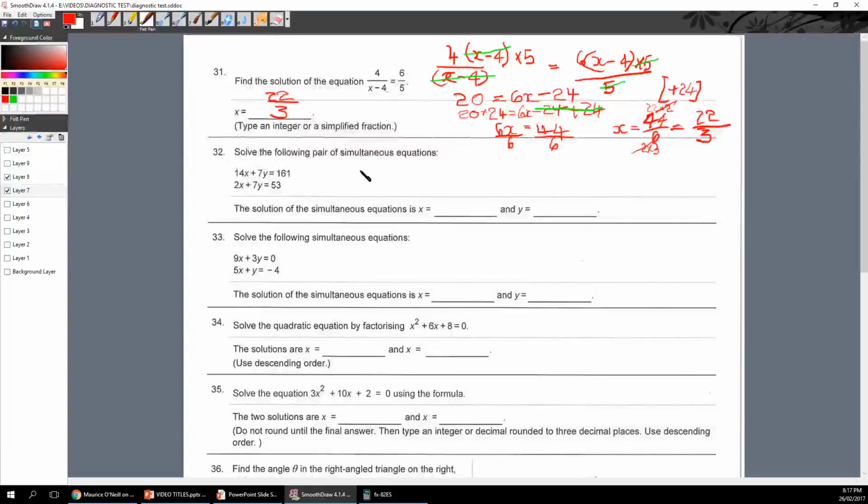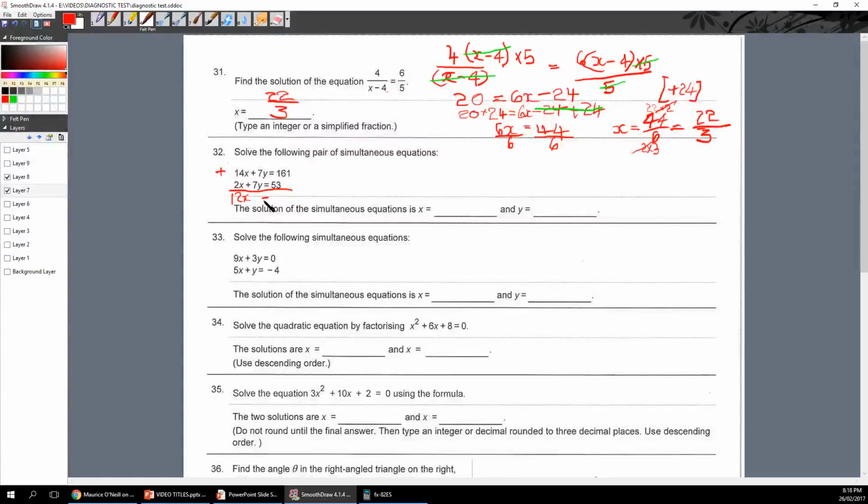Right, simultaneous equations. There are many ways of doing these, but you can put the two together like this, because you've got a plus 7y there and a plus 7y there. So if you take one equation from the other, that will get rid of the 7y. So that's quite an easy little one. So you could go 14x minus 2x is 12x. 7y minus 7y is 0.